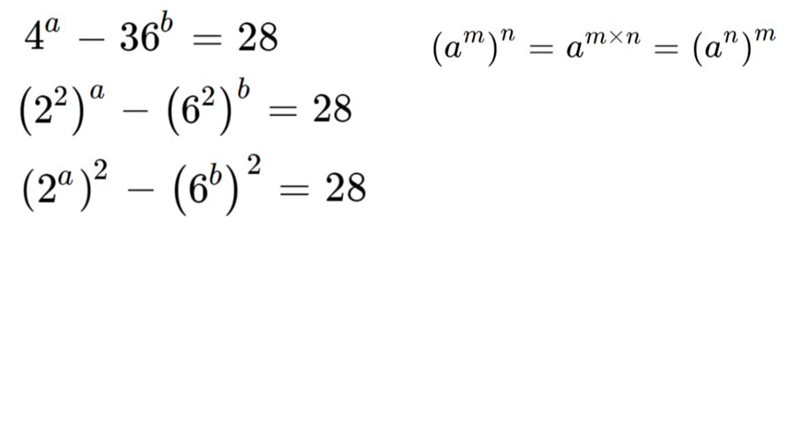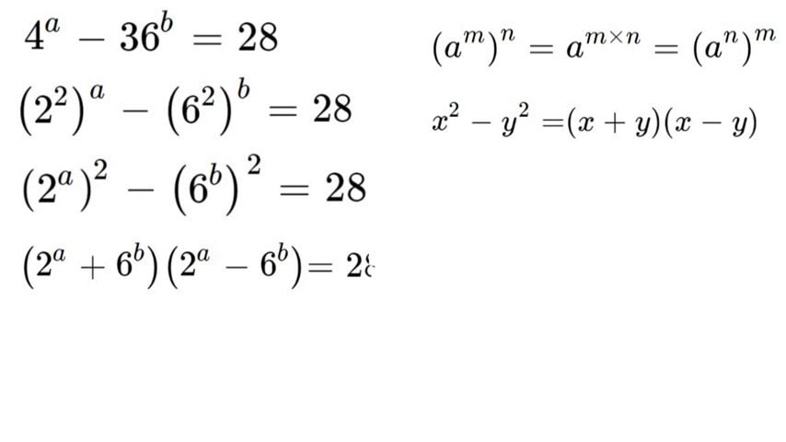Now, what we're going to do is apply a fun equation. So if we had x squared minus y squared, that'd be equal to x plus y times x minus y. In this equation, our x value would be 2 to the power of a, and our y value would be 6 to the power of b. So that means we would have 2 to the power of a plus 6 to the power of b, times 2 to the power of a minus 6 to the power of b, is equal to 28.